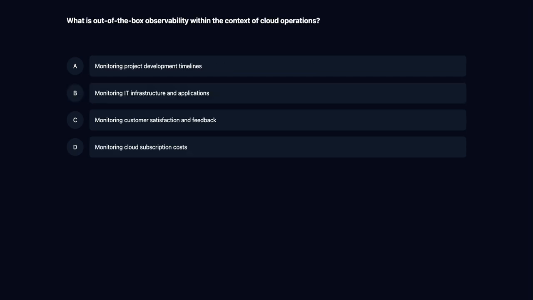What is out-of-the-box observability within the context of cloud operations? A. Monitoring project development timelines. B. Monitoring IT infrastructure and applications. C. Monitoring customer satisfaction and feedback. D. Monitoring cloud subscription costs.